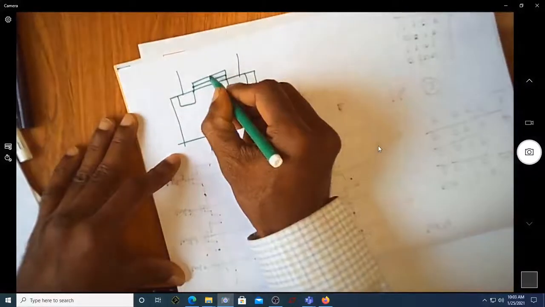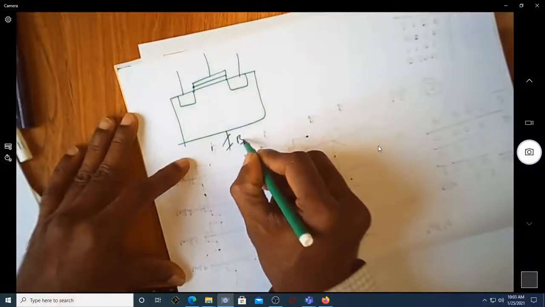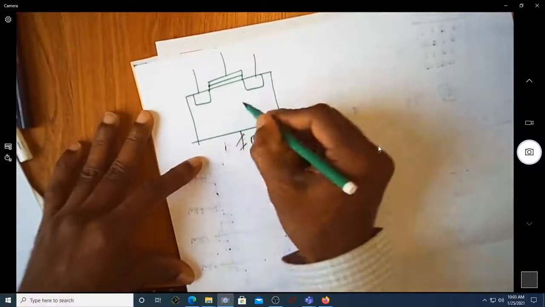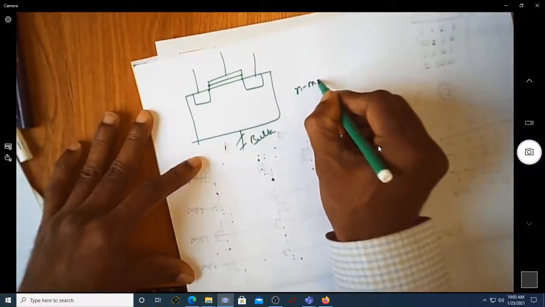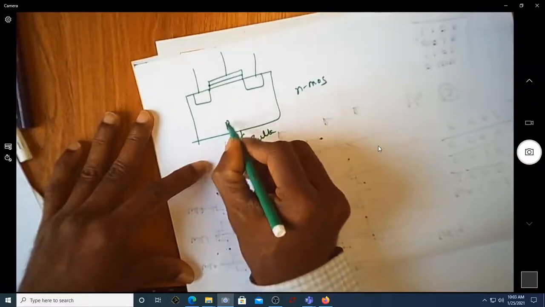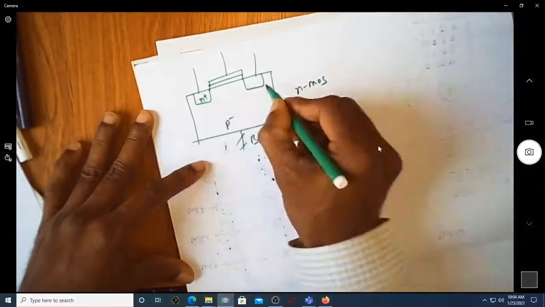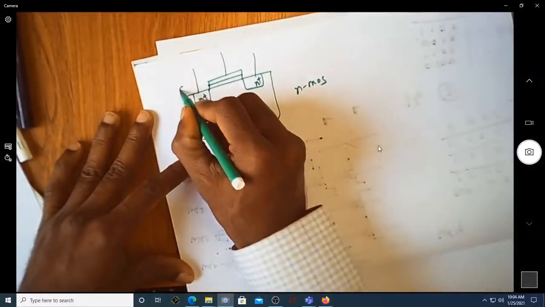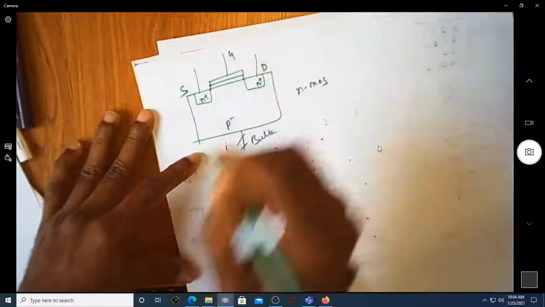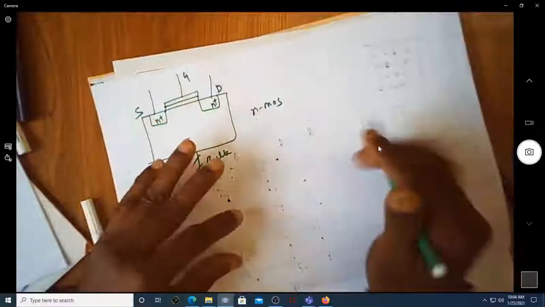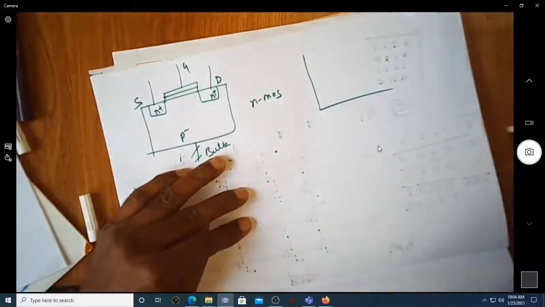basically 3 terminals. So let me just take out the bulk. This is the bulk terminal. If you're looking at an NMOS transistor, I'm going to have a P substrate. This is N plus, you can call this the source and drain, and this is the gate. The transfer characteristics of this look something like this.